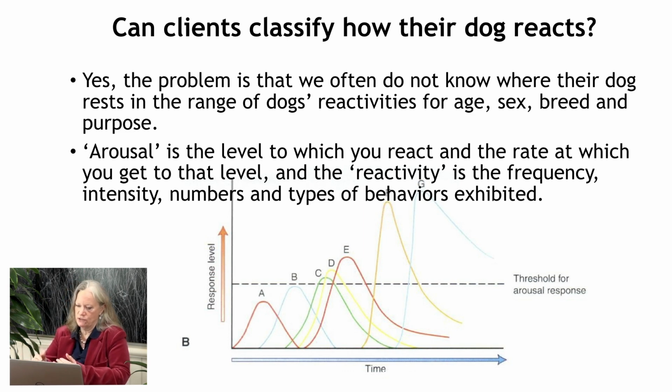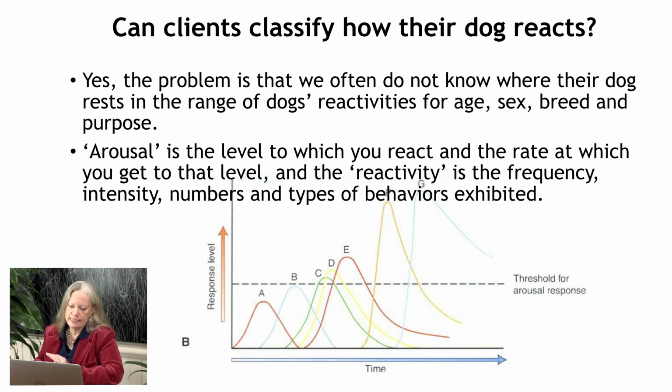The problem is really that we often don't know where their dog resides on the range of reactivities of dogs, because there has never been a standardized study where we've looked at age, sex, breed, and purpose and graphed dogs' reactivities in any one situation. So what we can do is collect a lot of data and just explain to them generally that arousal is the level to which you react and the rate at which you get to that level. And your reactivity is a function of the frequency, the intensity, the numbers and types of behaviors exhibited.